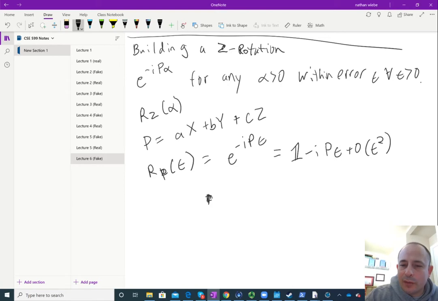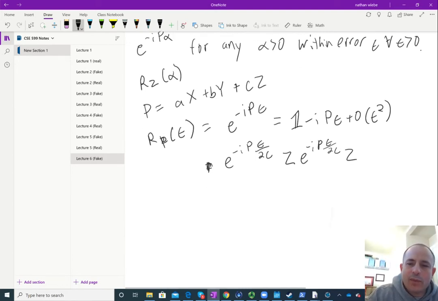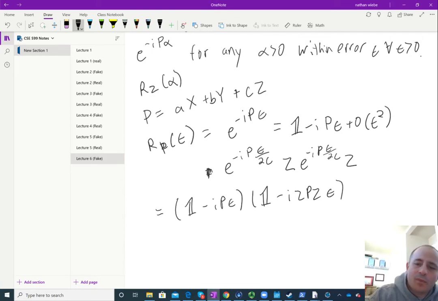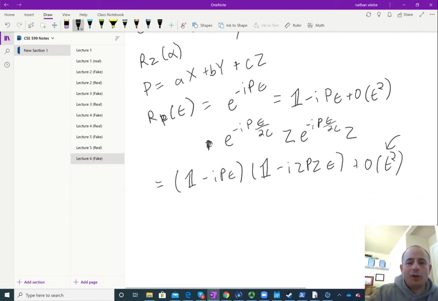Okay, cool. Now let's consider doing the following. Let's look at e to the negative i P epsilon over 2c, then we'll do Z e to the minus i P epsilon over 2c Z. This, using a Taylor series expansion, ends up giving us 1 minus i P epsilon from the first term, times 1 minus i Z P Z epsilon, plus order epsilon squared. And again, this epsilon is assumed to be small here.